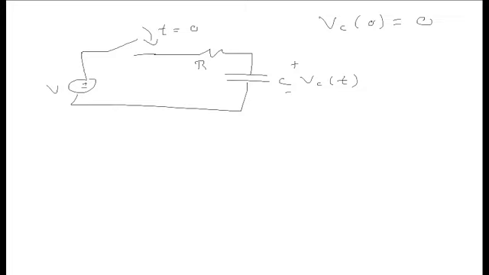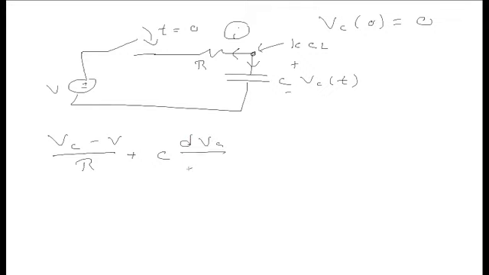Like before, we're going to use KCL. And we're going to do KCL here, at the node that connects the resistor and the capacitor together. Using KCL, assuming that I have a current this way, and this way as well, so here's a node, and we're assuming that there's current flowing out of it, then I have Vc minus my voltage source over my resistor, that's this current here, plus C dVc by dt equals 0.